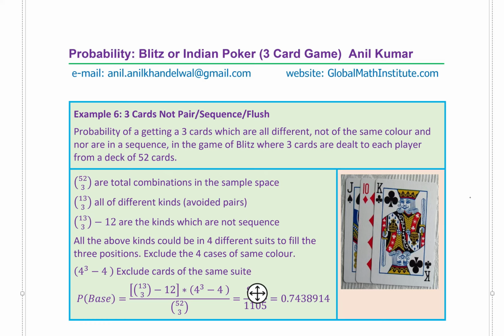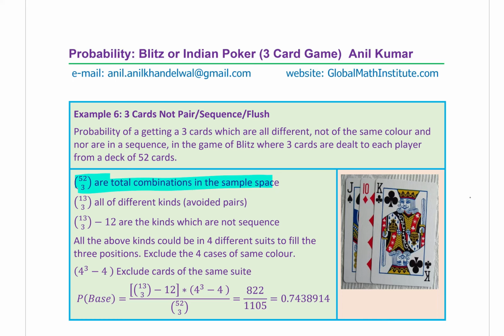Okay, so in this case, the question here again is, we're looking into the 3 card game, not a pair, not a sequence, or a flush, correct? So the probability of getting 3 cards which are all different, not of the same color, and are not in a sequence. In the game of Blitz, where 3 cards are dealt to each player from a deck of 52 cards. Okay, now in this particular case, how do we go about it? As far as all combinations are concerned, we have 52 choose 3, that is the total combination still, because you are dealing 3 cards.